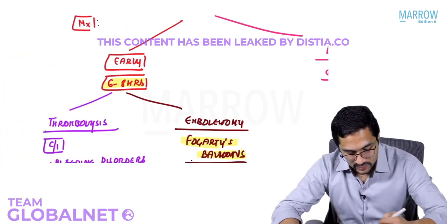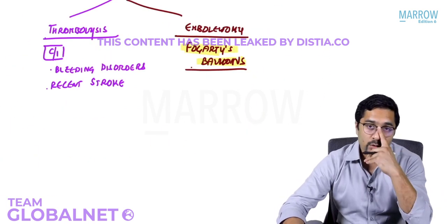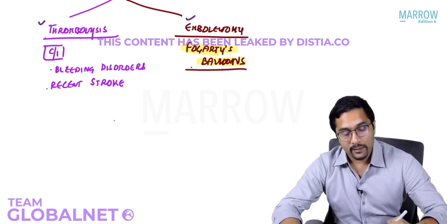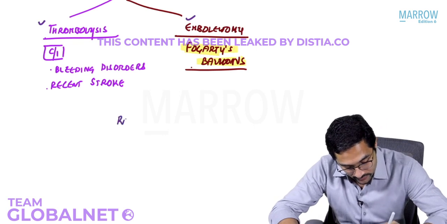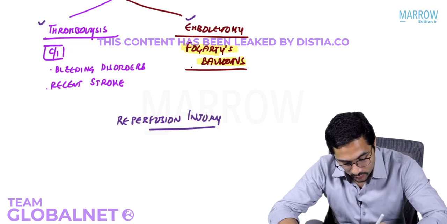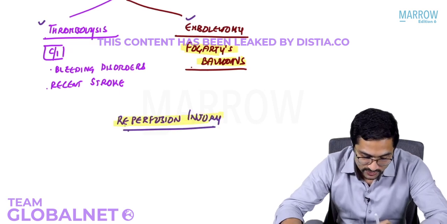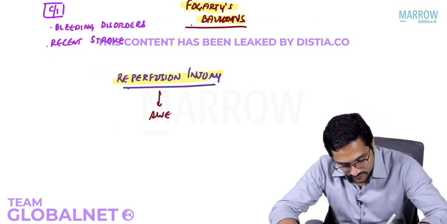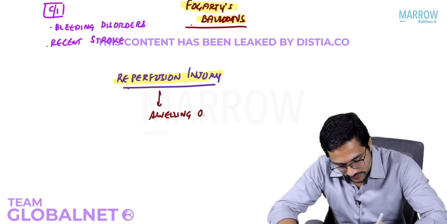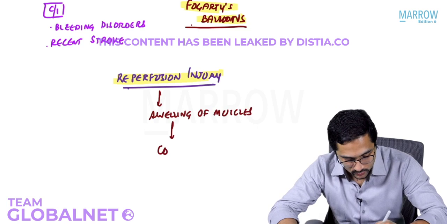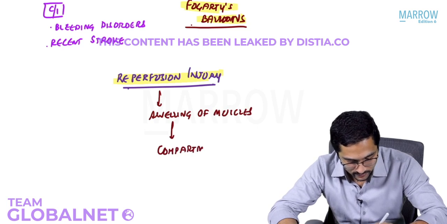Now, one more thing which I want you to know. Whether you do thrombolysis or you do embolectomy, there can be reperfusion injury. When the blood flow is re-established, there can be reperfusion injury due to free radicals. So this reperfusion injury can give rise to swelling of the muscles, and this can predispose the patient to compartment syndrome.